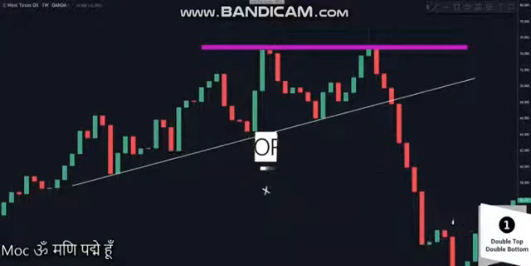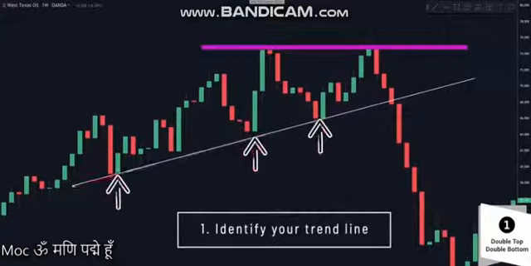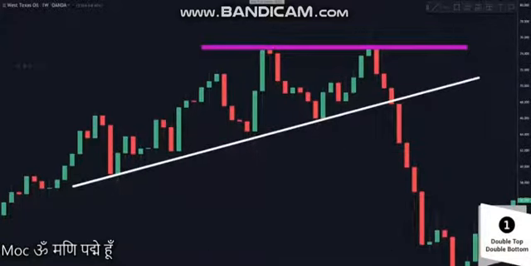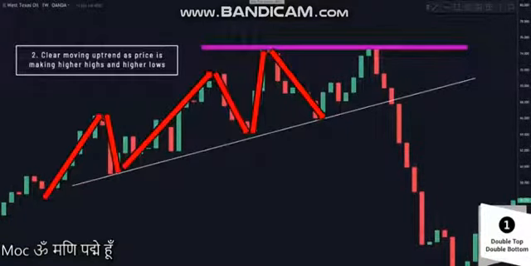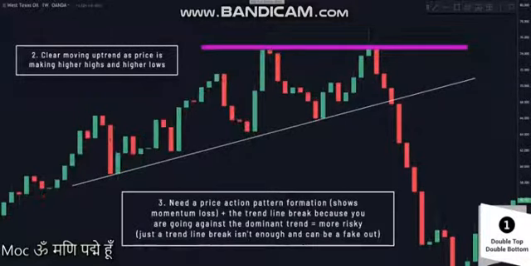So let's start with the first, which is the double top or double bottom right before a trendline break. You first identify your trend line through these points here. Now, this is a clear moving uptrend. And the reason you want to identify a reversal price action pattern right before a trendline break is because you are going against the dominant uptrend.